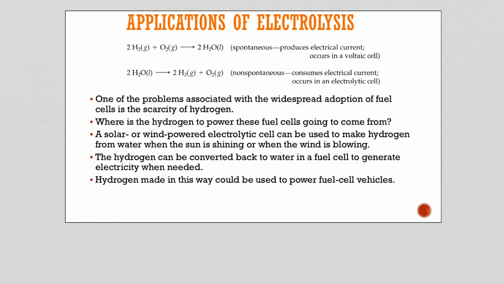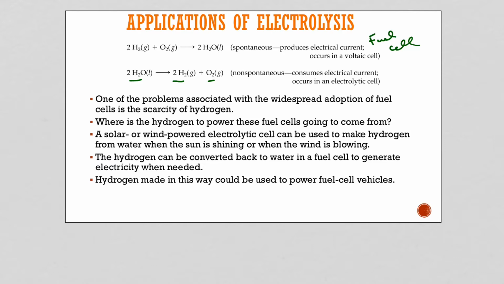So what are some of the applications of electrolysis? Well, we know that hydrogen and oxygen can come together to make water in a fuel cell, right? So this is a classic fuel cell here. But we can also take water and break it down into its elements by adding electricity, right? It consumes electrical current, and that occurs in an electrolytic cell. So one application of electrolysis is to break down compounds into their elements.